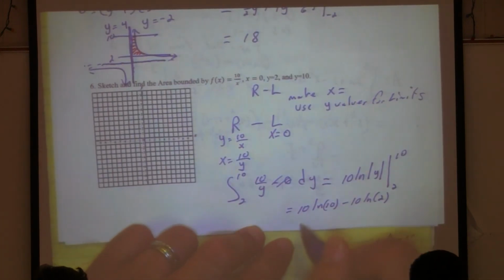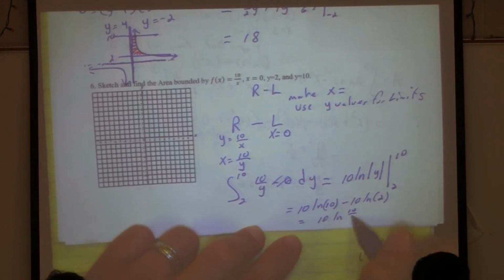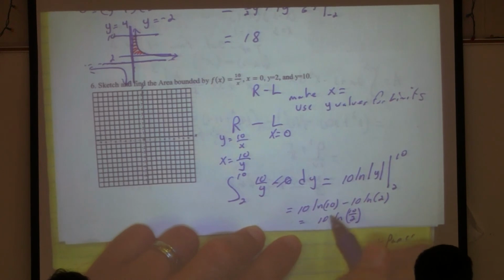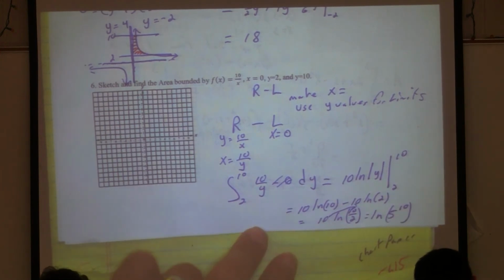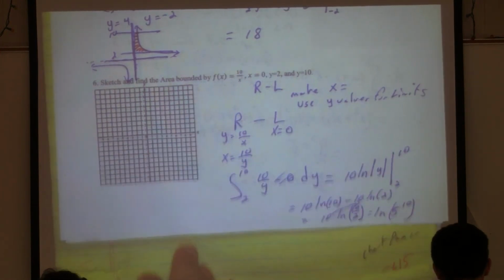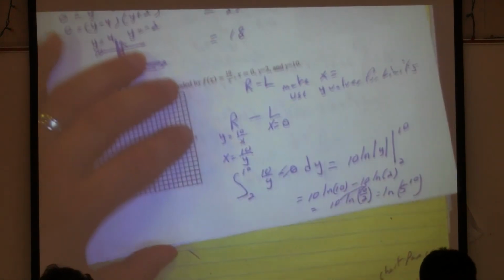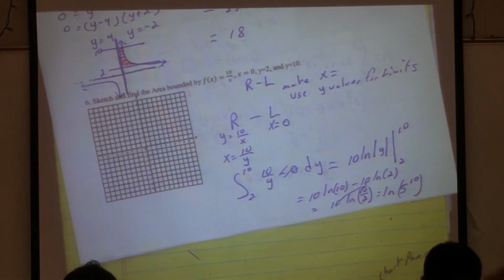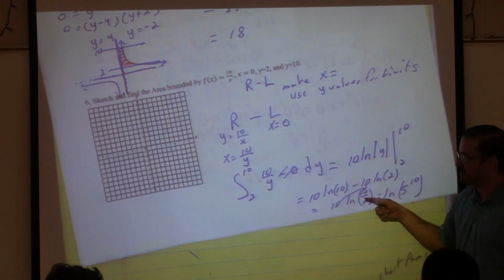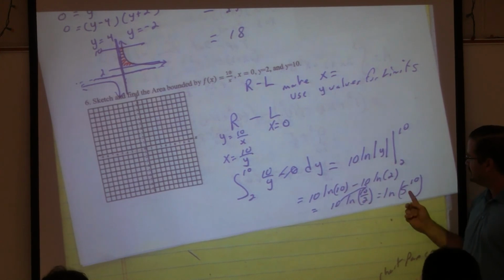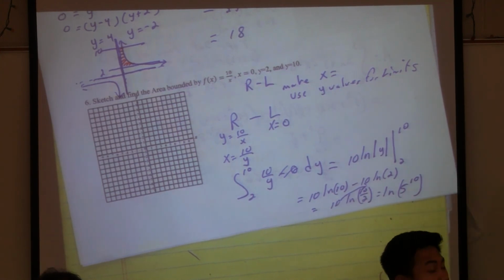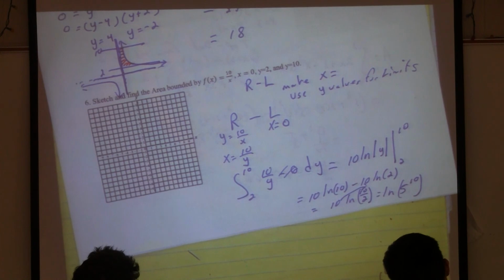And then we can shrink this, right? We can make this 10 ln of 10 divided by 2. And then this 10 can become the power. So it could become ln of 5 to the 10th power. Using the properties of logs that you forgot. You remember? So you're subtracting 2 logs, that's division of the arguments. There's a number in the front that is the exponent of the argument. Cool? Easy? What's 5 to the 10th? Got it?